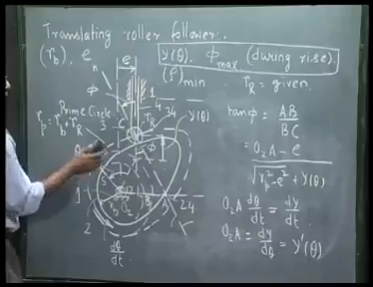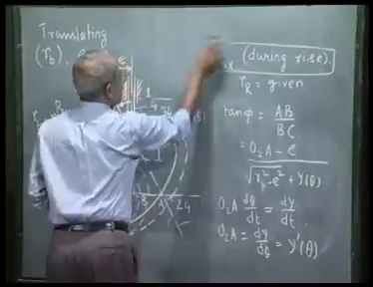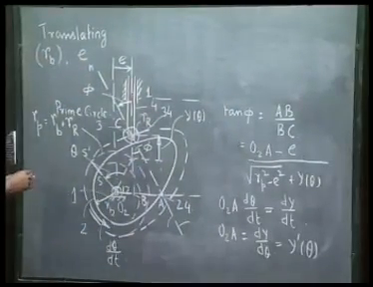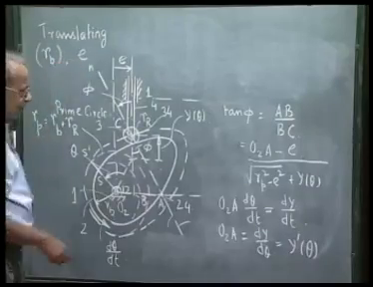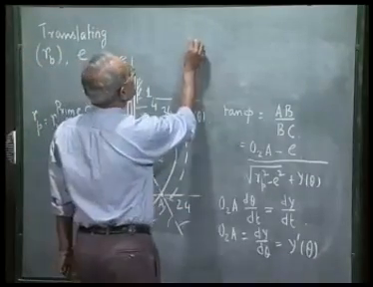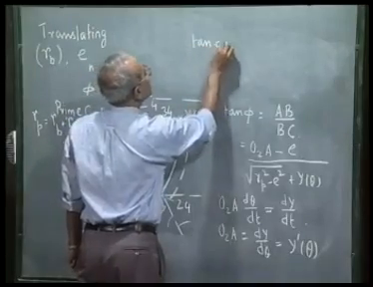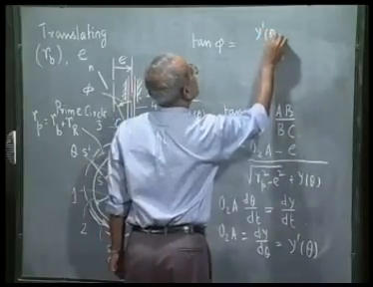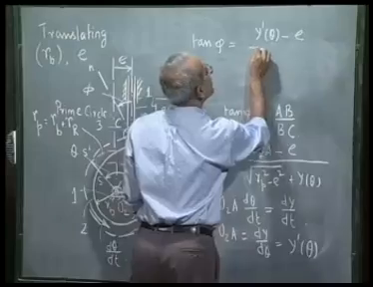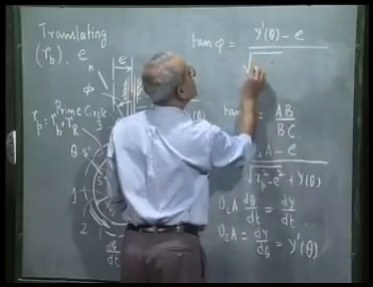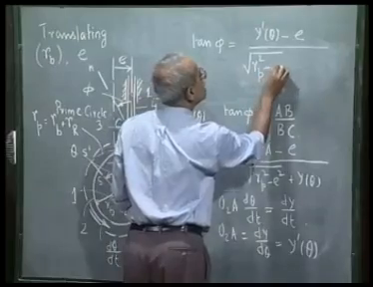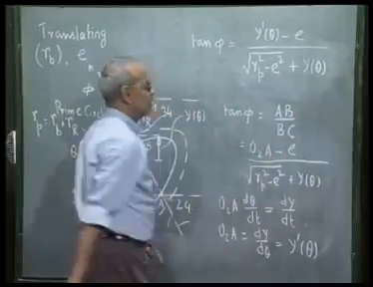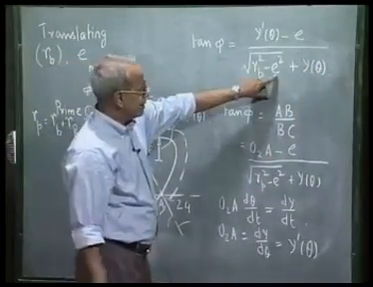So thus we arrive at an expression for tan phi. And it is this expression from where we will be able to determine the required values of Rb and E, as I shall show you a little later. So let me write the expression. Tan phi is y prime theta minus E divided by square root of rp squared minus E squared plus y theta, where rp is the prime circle radius, E is the offset.